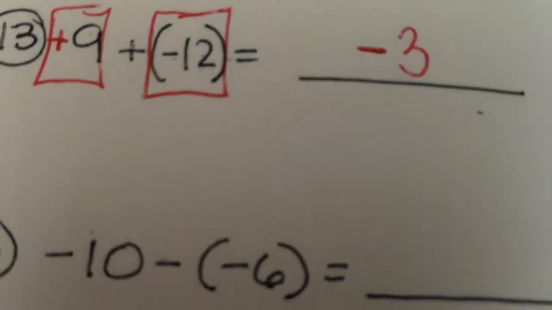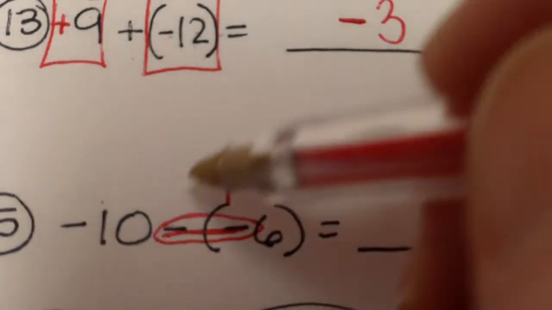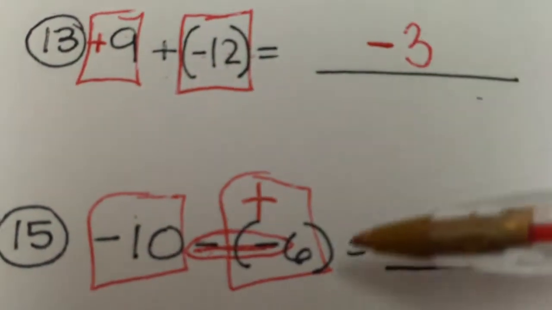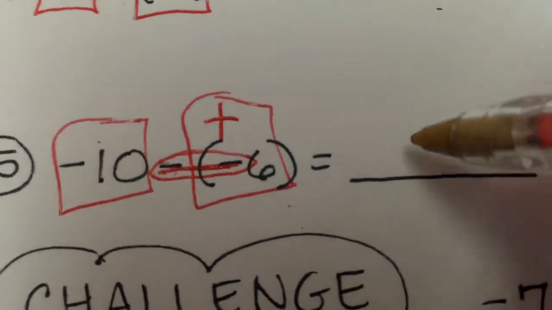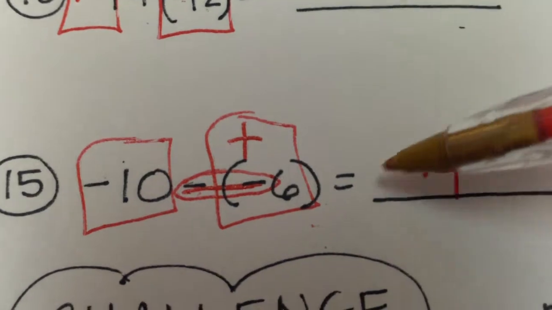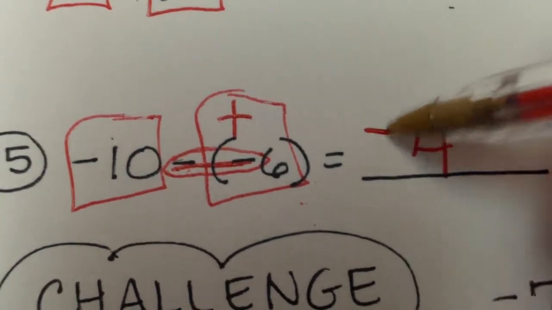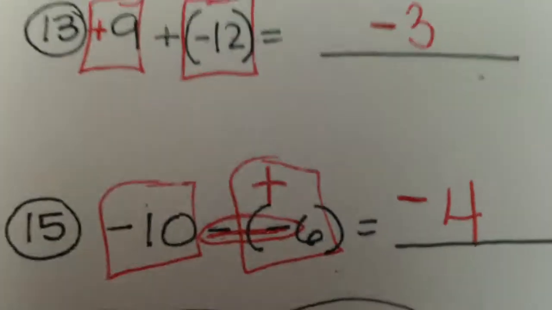And number 15, we have a double negative in our problem. That double negative becomes a positive. We then box our integers, leaving us with a negative 10 and a positive 6. Opposite signs subtract, giving us an answer of 4. Then we must locate our positive or negative sign. The larger digit is 10, which has the negative sign, so we put in our negative sign with our answer.